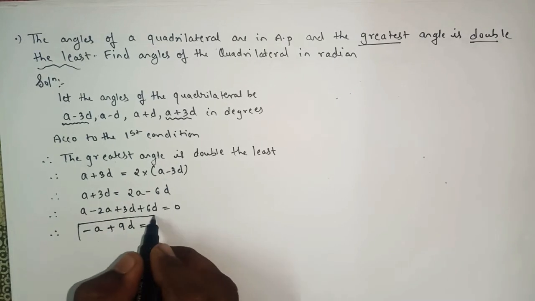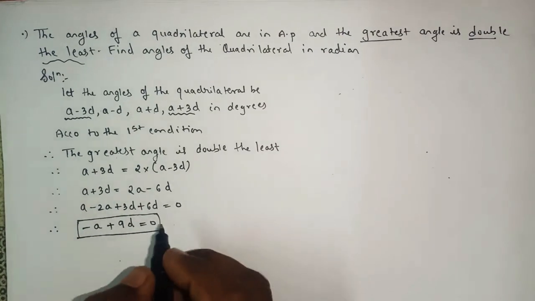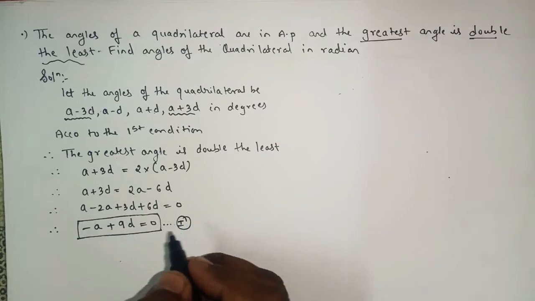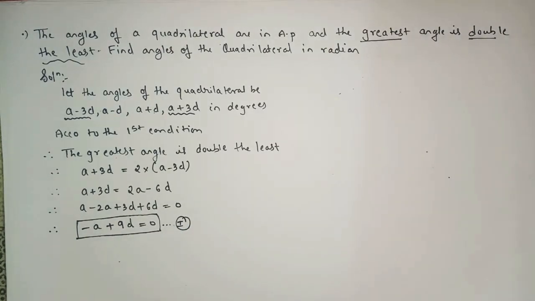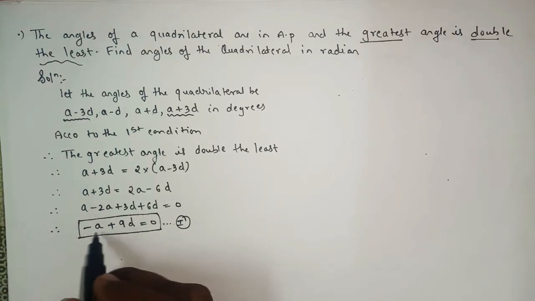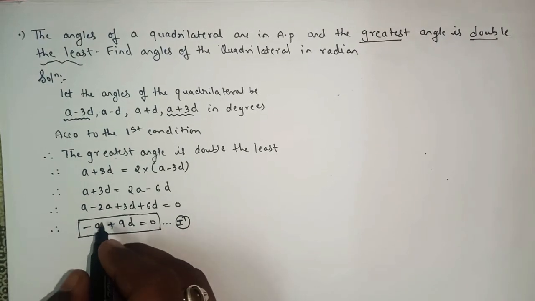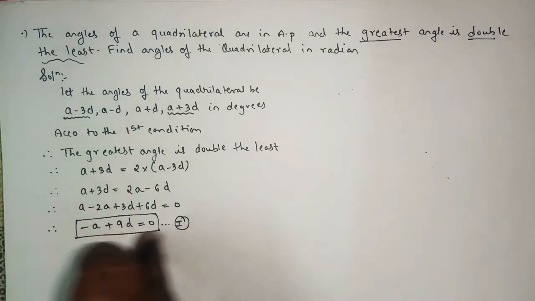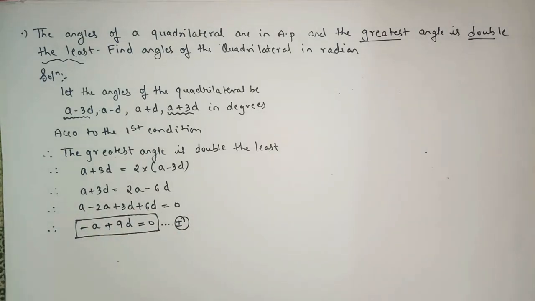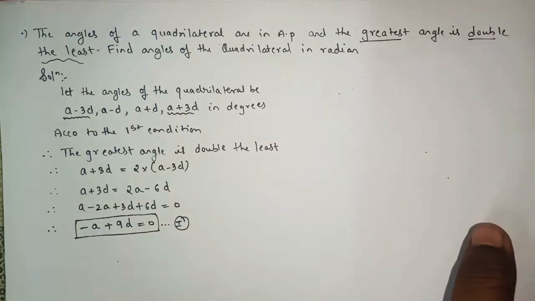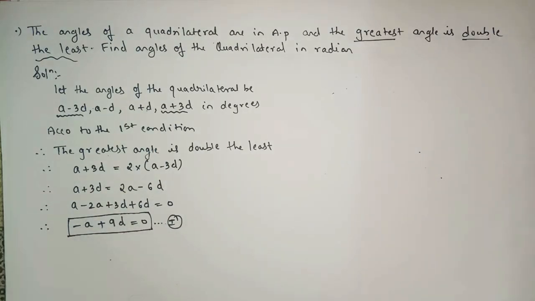So here we got one equation, and clearly we can see that the equation is in the form of linear. As here we have two different variables and the power of the variable is 1. So this is a linear equation in two variables, and whenever we have a linear equation in two variables, we require one more equation so that we can solve both the equations simultaneously to get the answer of A and D. So now we'll move on to find the second equation.